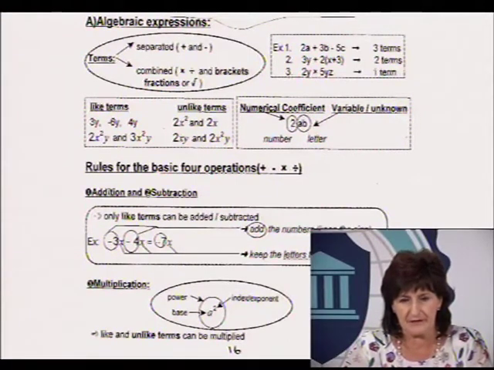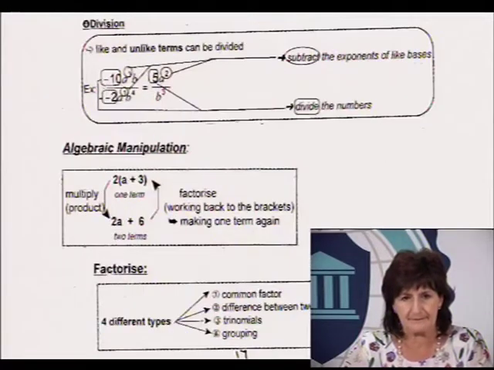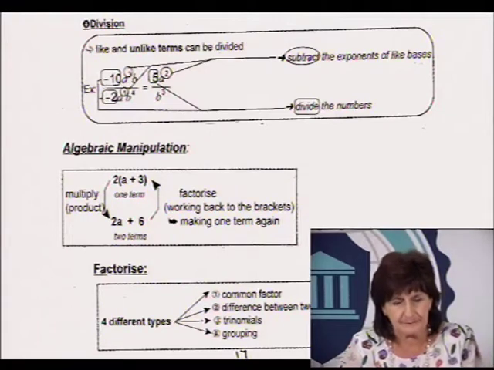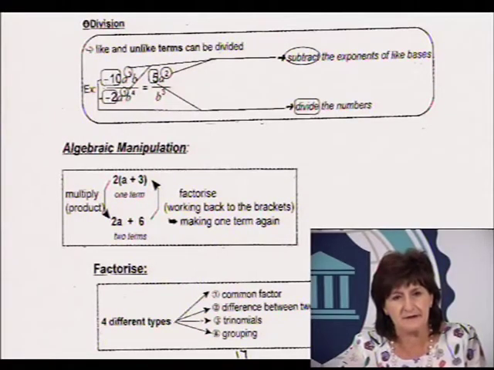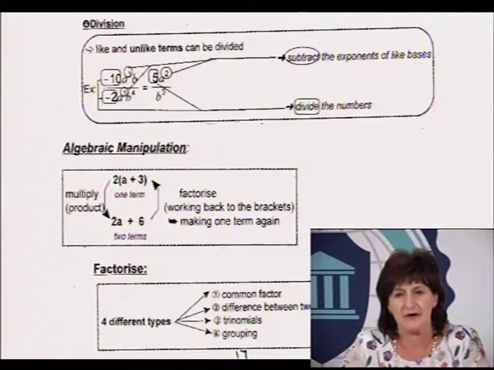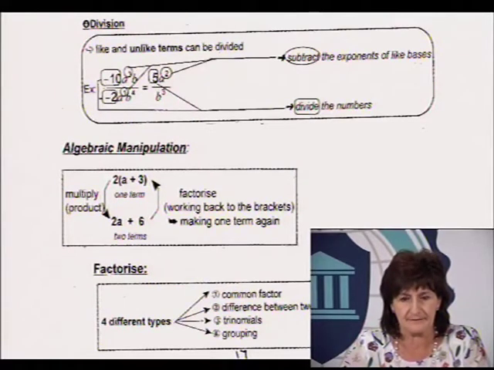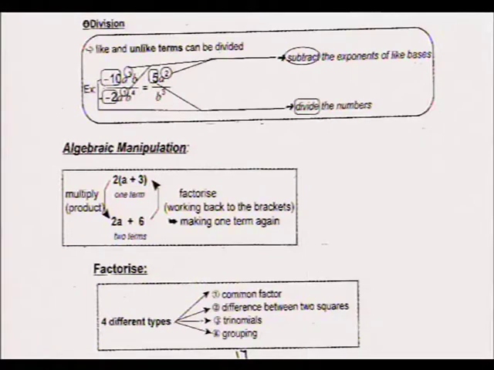Multiplication. There you have the power, the base, and the index, which is the exponent. Like and unlike terms can be multiplied. Division. The like and the unlike terms can be divided. So you subtract the exponents of like bases and you divide the numbers. So go for examples, do examples and do some of those. Then you will see it's not so difficult.